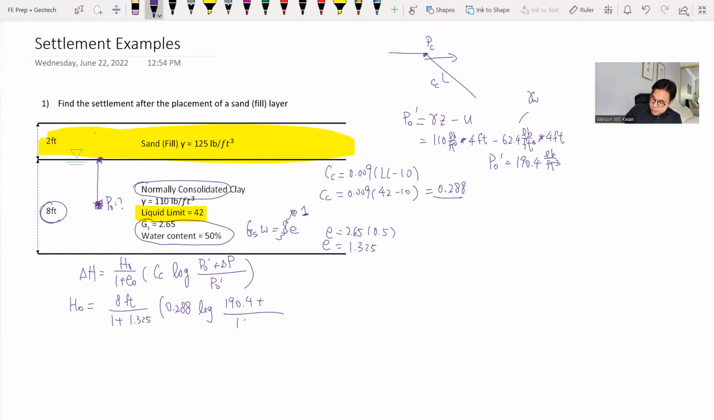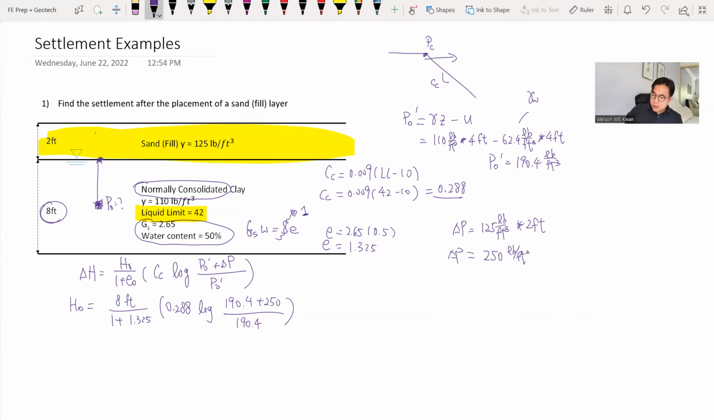So we got P sub naught, and delta P is the loading. The loading is pretty much the placement of the fill layers. So delta P is equal to the unit weight of the sand, 125 pounds per cubic feet, times the thickness. That gives you the stress put on the clay layer. So this one is 250.